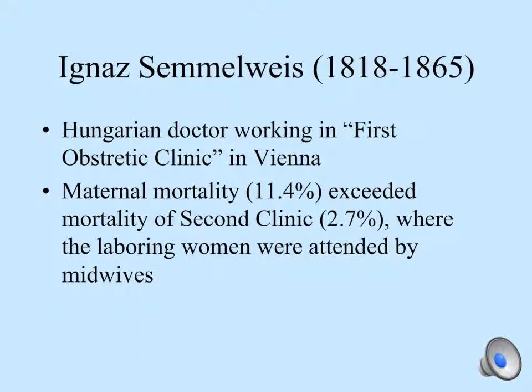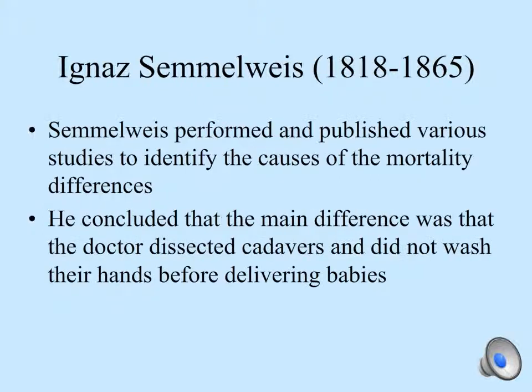Semmelweis was a Hungarian doctor who worked in the first obstetrical clinic in Vienna in the 1860s. During his work, he noted that maternal mortality, primarily from infectious causes, was 11.4%, and that exceeded by far the mortality in the second obstetrical clinic, where the laboring women were attended by midwives. That is, the relative risk was about 4. The rate was 4 times as high in the first obstetrical clinic compared to the second.